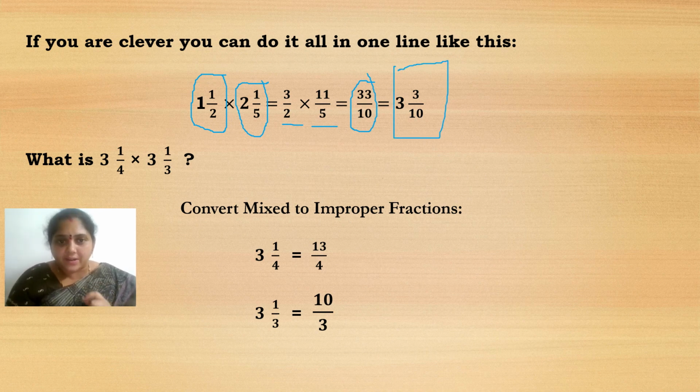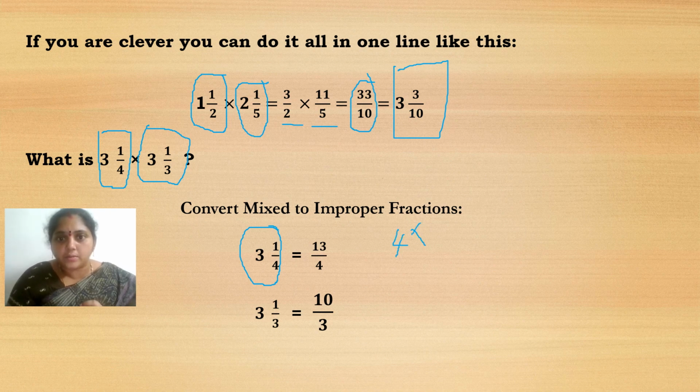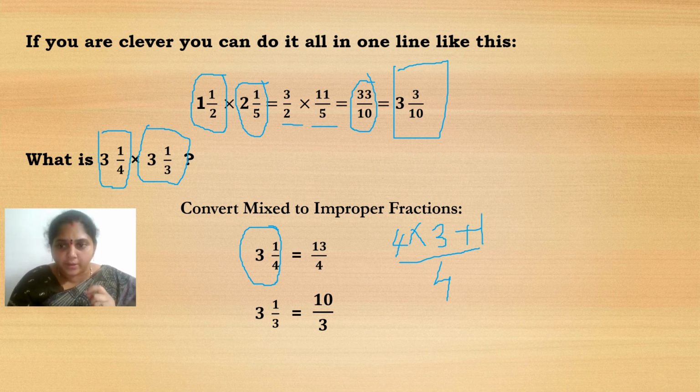Now we will see one more example, that is 3 1/4 into 3 1/3. Now convert 3 1/4 into improper fraction. When you are converting it into improper fraction, what you are going to do? You are going to do 4 into 3 plus 1 divided by 4. You have multiplied your denominator with whole number and you have added numerator, right?